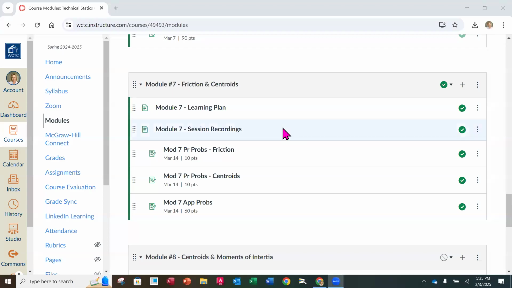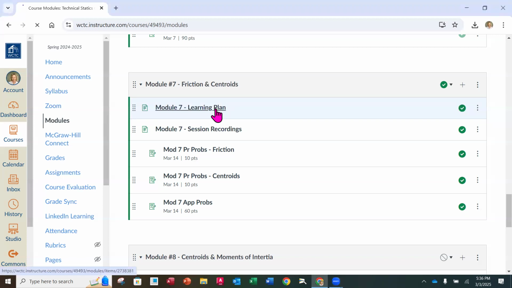Now, as we look at Module 7 here, there is something just a little bit different because we have two subjects here. What I decided to do was I have practice problems pertaining to the friction subject, and that'll be worth 10 points like normal. And then another set of practice problems that are dedicated to just the centroid. So another 10 points there. So two sets of practice problems here. And then one set of application problems, which we'll have them all on. Okay, so just broke that out a little bit for the practice problems.